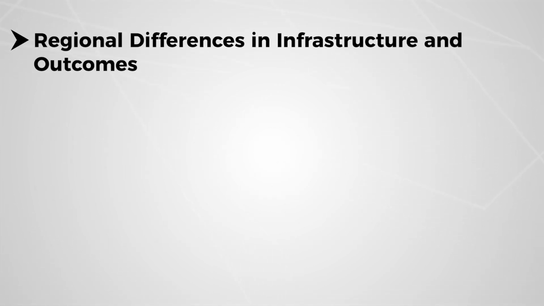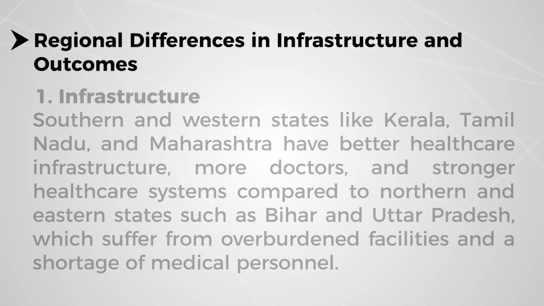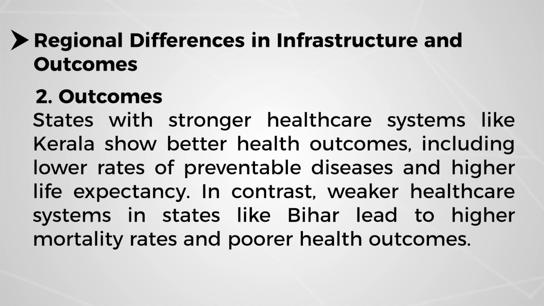If you talk about the infrastructure, states like Kerala, Tamil Nadu and Maharashtra have better healthcare infrastructure, more doctors and stronger healthcare systems compared to the northern and eastern states. But Bihar, Uttar Pradesh and Odisha have very few healthcare systems and staff, so infrastructure is also very limited. States with stronger healthcare systems like Kerala show better health outcomes, including lower rates of preventable disease and higher life expectancy. In contrast, weaker healthcare systems in states like Bihar lead to higher mortality rates.